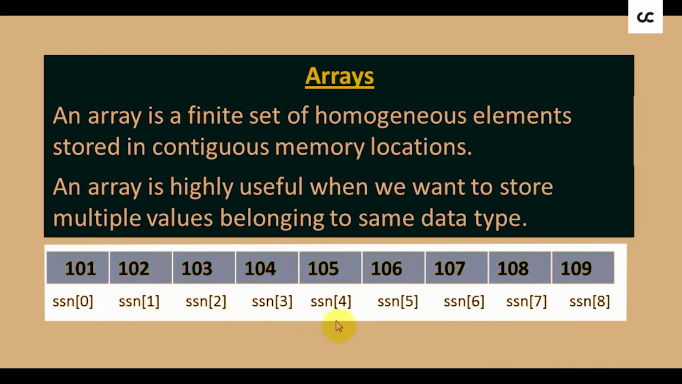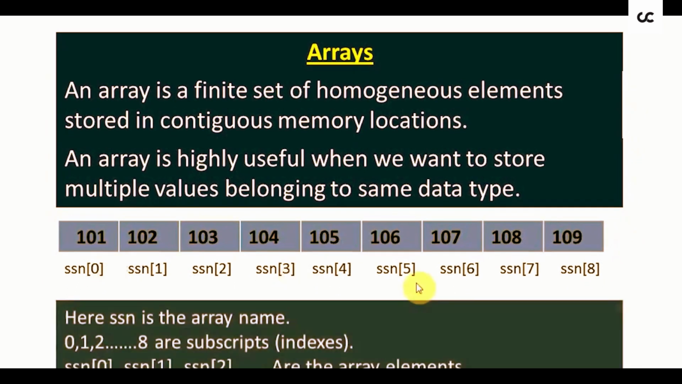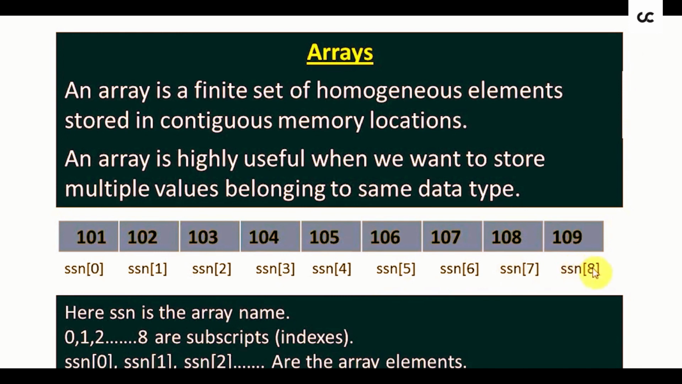Now all these 0, 1, 2, 3, 4, these are called subscripts, right? So this is my first element, the element name is SSN0, value is 101. This is the second element, the name is SSN1, value is 102. This is the third element, the name of the element is SSN2 and the value is 103, and so on. Because in this example the subscript starts from 0, the last subscript is 8, hence the total number of elements is 9. Now, as I have explained, here SSN is the array name, 0, 1, 2, 3, 4, 5 till 8 are subscripts. In some languages they are also called indexes. And SSN0, SSN1, SSN2, they are the array elements.